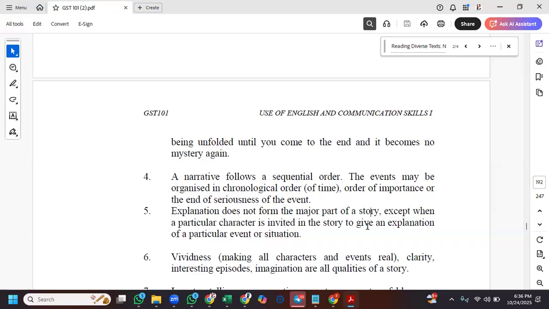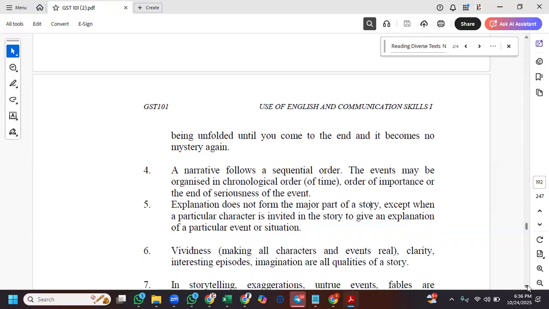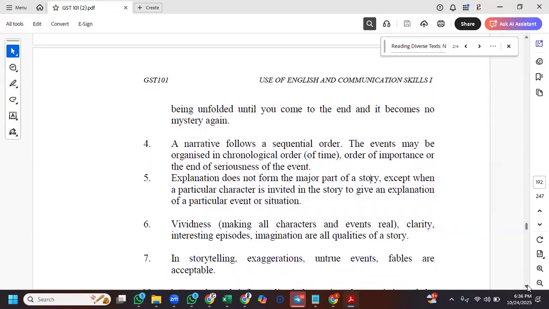Explanation. When you are telling a story, you are not explaining. That is not the work of a story. So explanation is not part, except when a particular character is invited in the story to give an explanation of a particular event or situation.